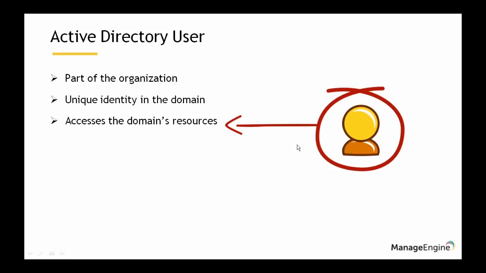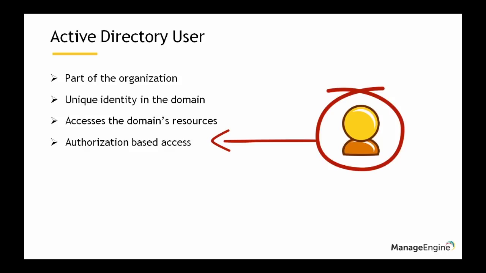And since Active Directory follows authentication and authorization, based on the authorization, the user object will be allowed to access certain resources within the domain, or all the resources in the domain. And that's what we mean by authorization-based access. So if you are a user, you will be able to access a certain resource within your Active Directory infrastructure. If you are an administrator, you will be able to access almost all the resources within your Active Directory infrastructure. So all that is based on authorization.